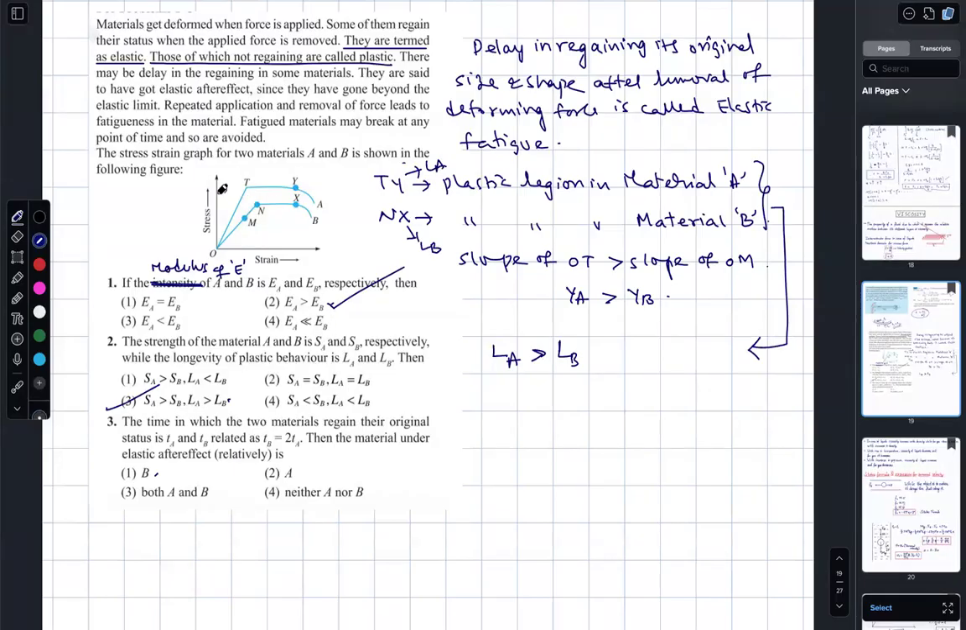And not only that, this is SA and this is SB. Clearly, SA is also greater than SB from the graph. Next. First two questions are easy.